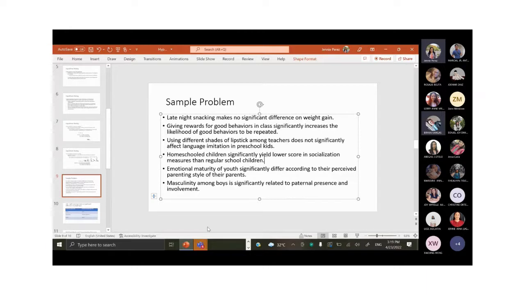Now, what is the independent variable and the dependent variable in this study? Independent, Doc, is parenting style, and then the dependent is emotional maturity. Emotional maturity. Okay, very good, very good. Now, what kind of hypothesis is this? Is this a null hypothesis or alternative hypothesis?